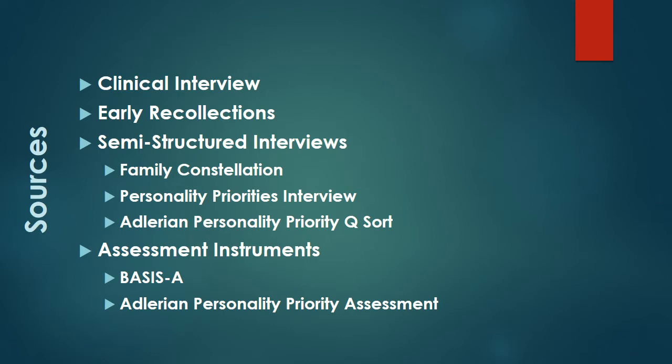The individual psychology clinician has a variety of sources of information to choose from in generating the clinical formulation. In addition to a clinical interview, we typically collect and interpret early recollections and conduct a family constellation semi-structured interview. There is also a semi-structured interview and a Q-sort interview available to identify the personality priorities. The Basis A is the most widely used individual psychology standardized assessment instrument, but there is also an assessment instrument for personality priorities.